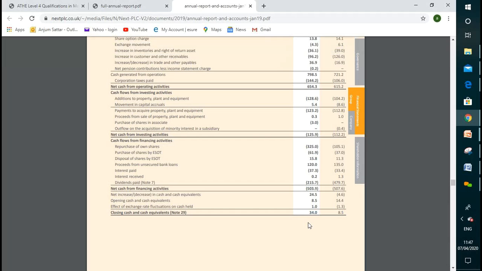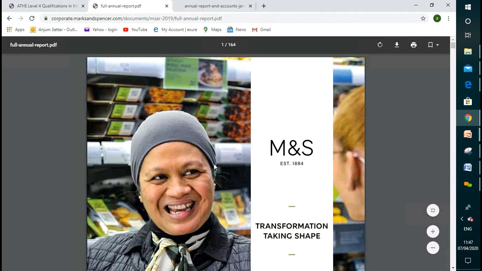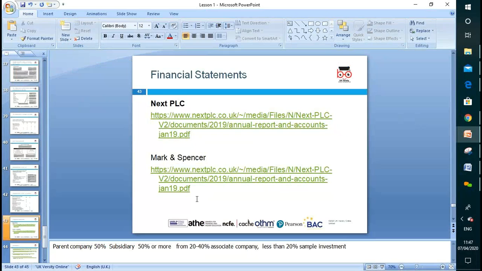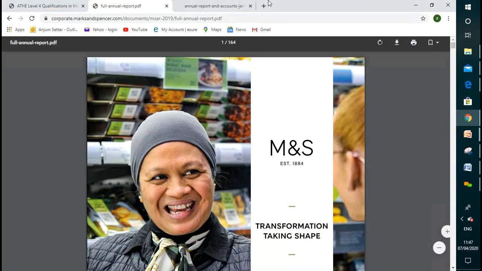So this is the way we can analyze, and we can compare with Marks and Spencer. I copied the Marks and Spencer statements for you, so you can look around and compare. When you do your assignment, it's good to look around, compare and assess which one performed better. And we're also supposed to discuss the notes.